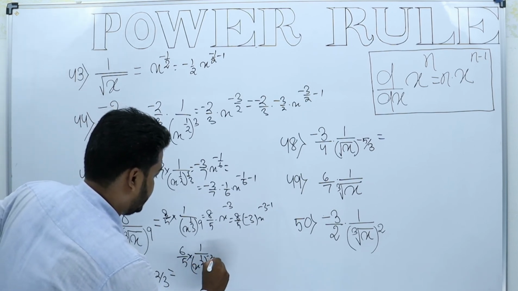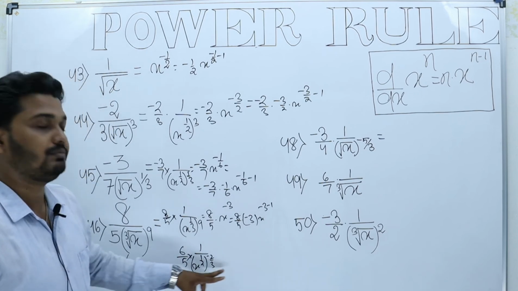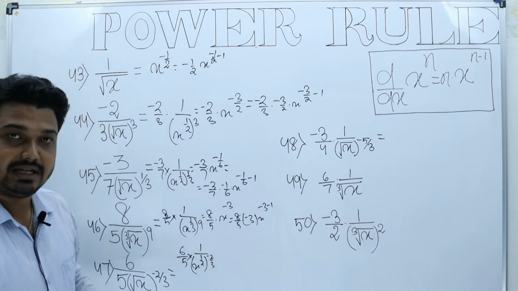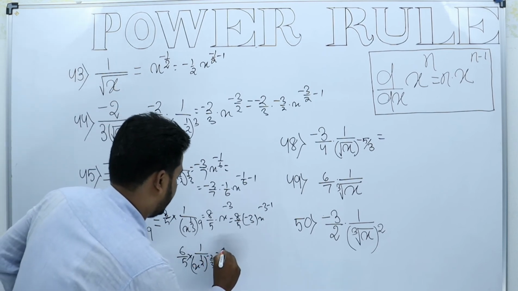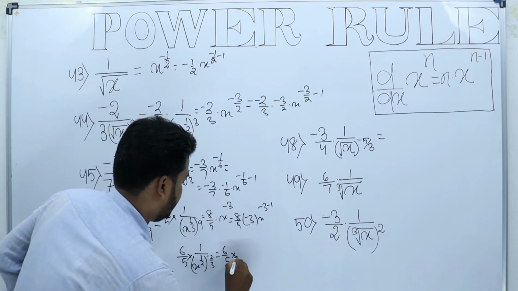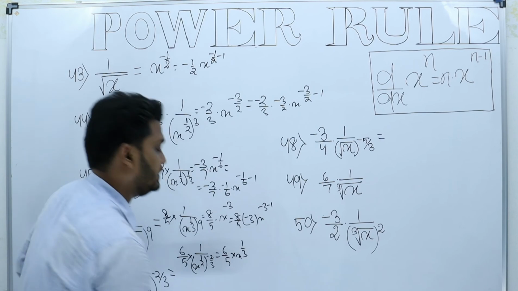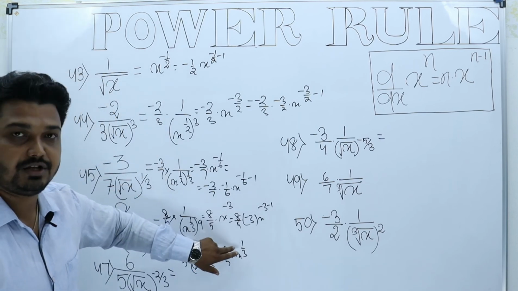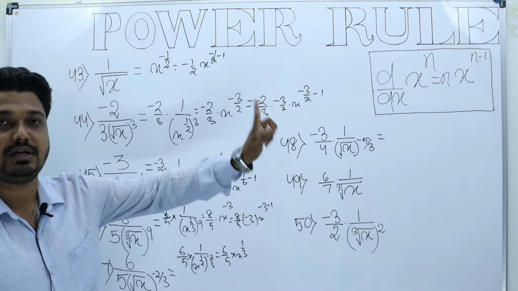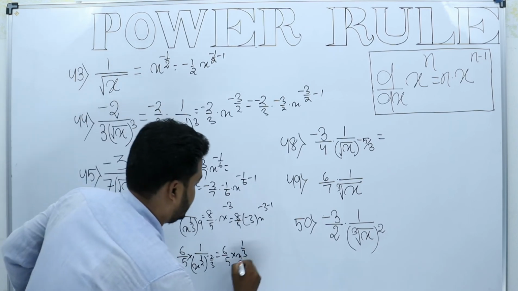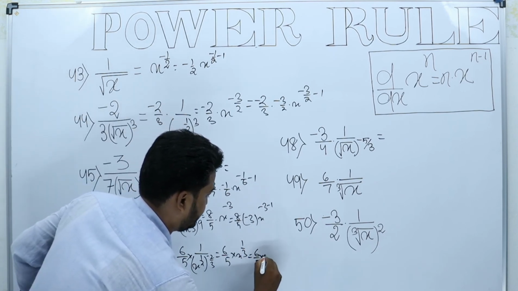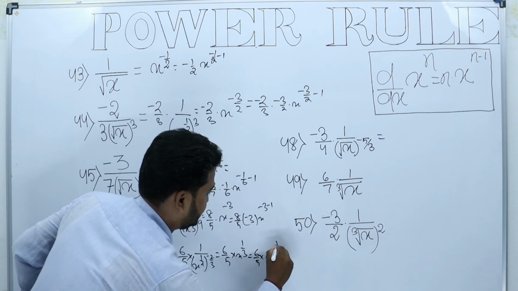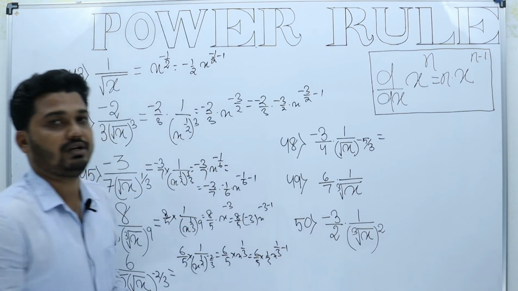Whole power is minus 2 by 3. Power of power will get multiplied. 2 will get cancelled. We will have only minus 1 by 3 in the denominator, but in the numerator it will be only 1 by 3. Now we got the power is 1 by 3. We will apply the formula 1 by 3 x to the power 1 by 3 minus 1. So it is your 6 by 5 into 1 by 3 x to the power 1 by 3 minus 1.